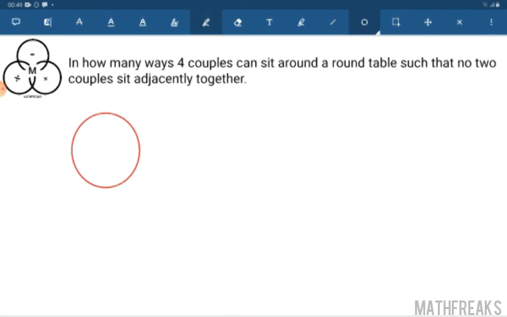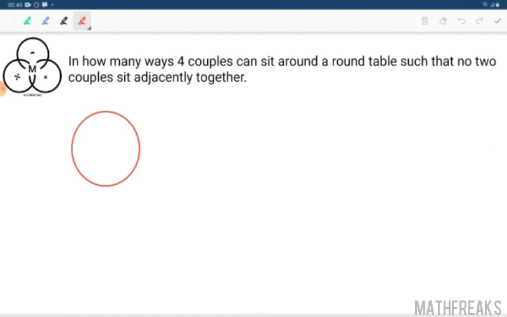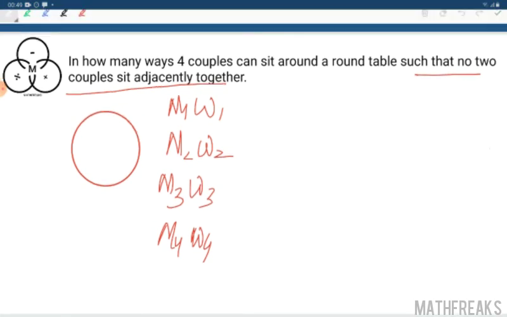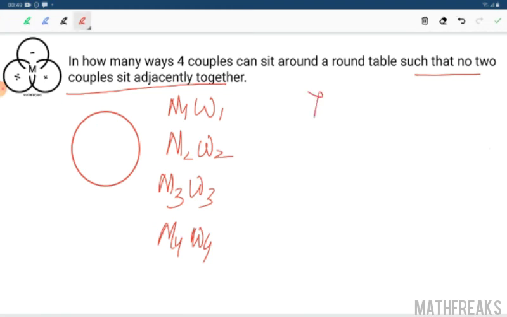First of all, let us consider the couple as one unit. Men 1, women 1, men 2, women 2, men 3, women 3, men 4, women 4. First of all, in how many ways can 4 couples sit around a round table such that no 2 couples sit adjacently together? They will not sit adjacently. There are 8 persons, so we have 8 minus 1 factorial ways.